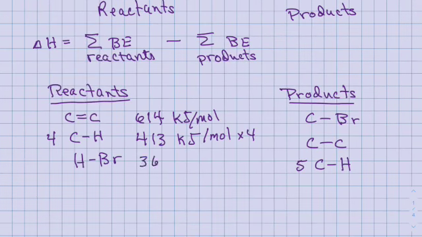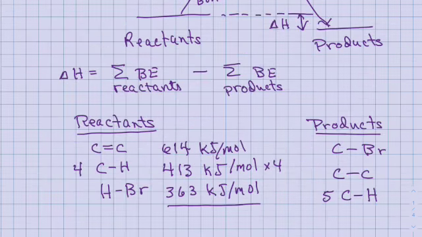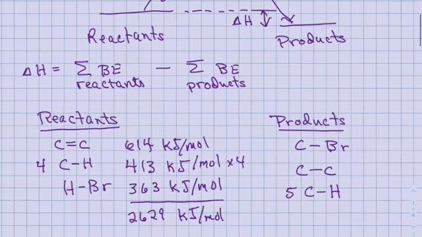So if we add all those together, we're going to get the total bond energy for breaking all of the bonds of my reactants. When we add these together, we get 2,629 kilojoules per mole. And again, that's the energy that's necessary to break all of the bonds of the reactants. All right, now let's look at our products.